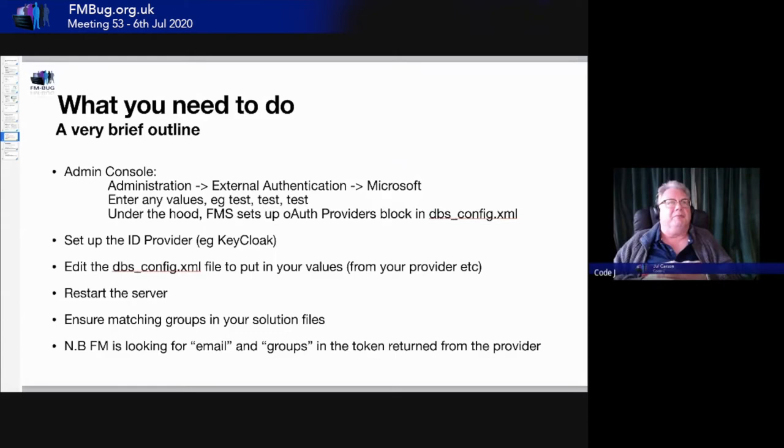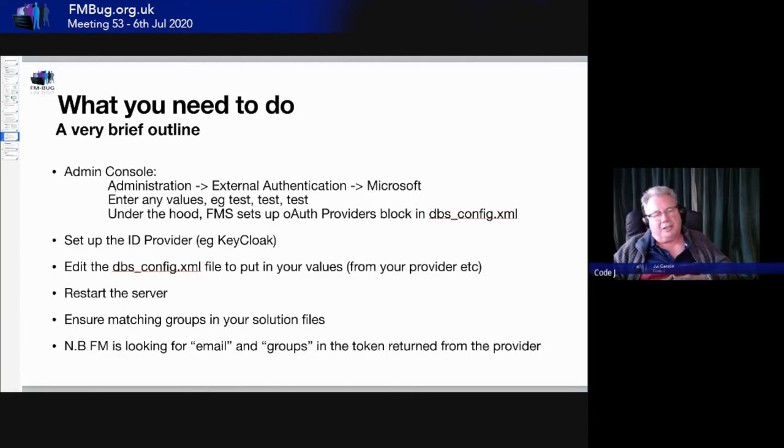So just a very brief outline of what you need to do. In the admin console, you go into the administration section, external authentication, Microsoft, and enter any values at all. You can just enter test, test, test in three fields. Under the hood, what FileMaker Server does is set up a block of XML in the configuration file, which is called DBS config XML, which you're then going to muck about with and change to your own custom settings if you're going to do it this way.